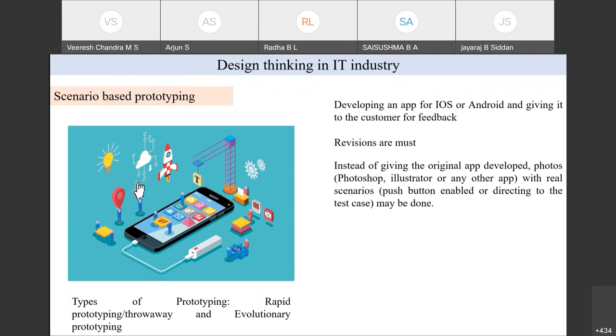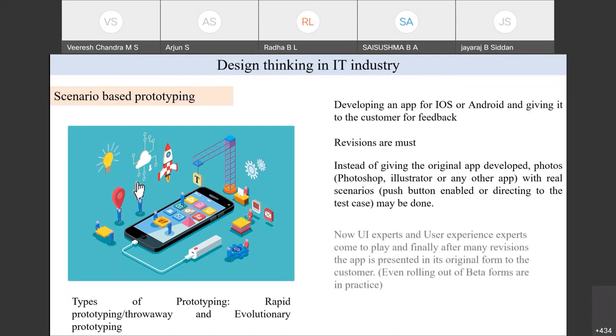Otherwise, using Photoshop, Illustrator, or any other app, the developer can develop photos in which you can clearly see how exactly the app looks. What is the next step? That is again a photo, with real scenarios, how exactly the app looks. What comes out when the screen is opened? What comes out when you click on that icon? Then, if you click on the second icon, what comes next? This is what the scenario exactly is, correct? So this is illustrated in front of the customer.